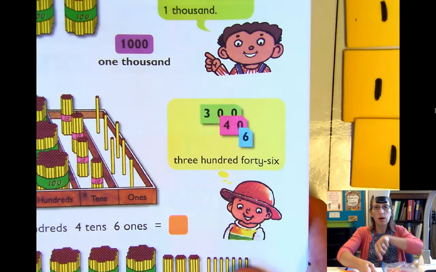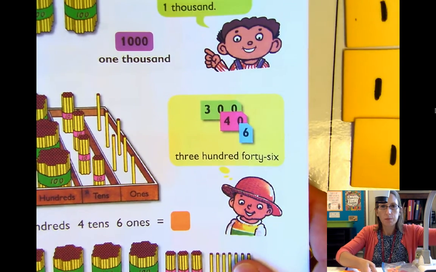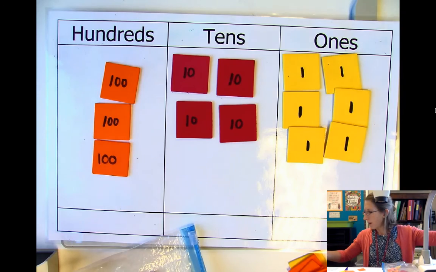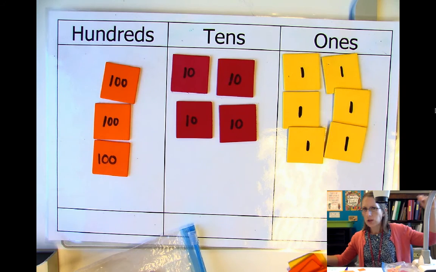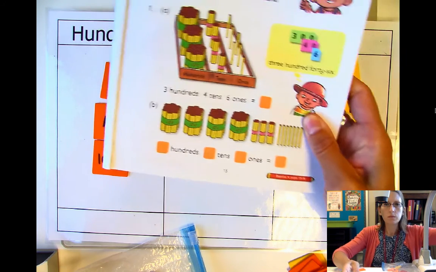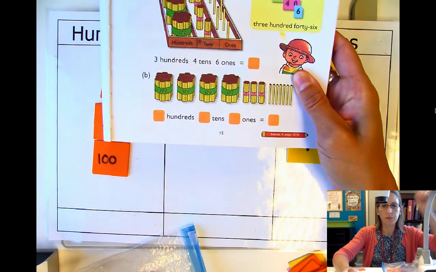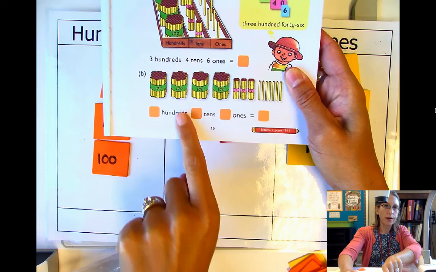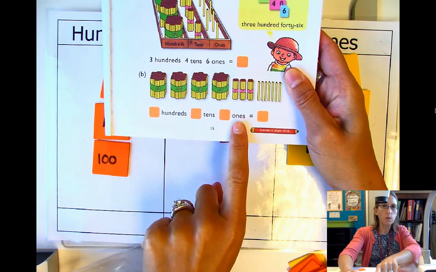346. And we've got our hyphen there. Alrighty. Let's try one more together. Let's try this one at the very bottom here. So let's see if we can put this number on our place value chart, and then we'll write how many hundreds, how many tens, and how many ones.